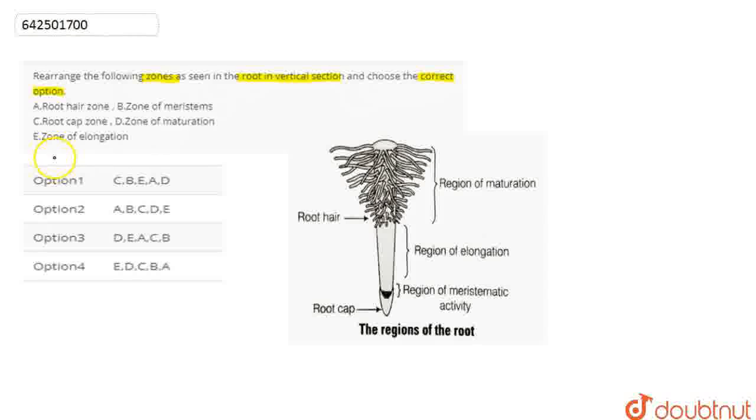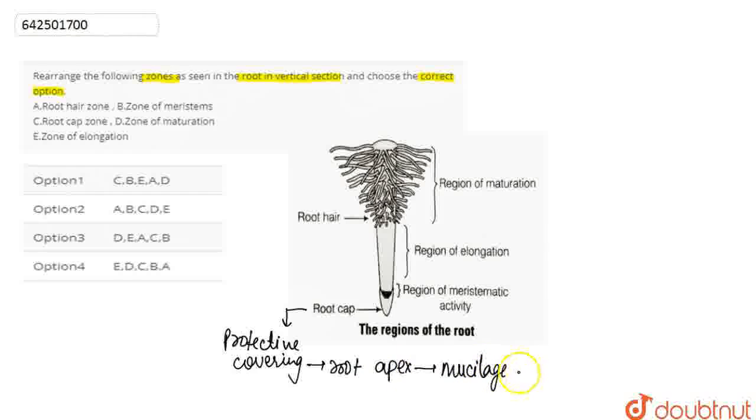So let's start with the root cap zone. The root cap zone is basically the protective covering at the root apex that secretes the mucilage so as to soften the hard soil for the growth of the root. So this is the very first. The root cap is basically the A part. So then root cap zone.